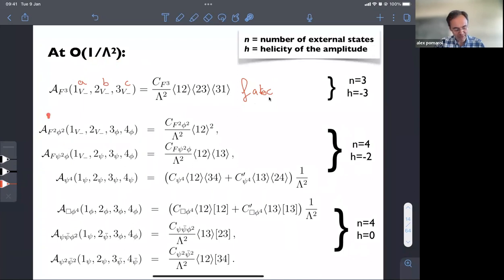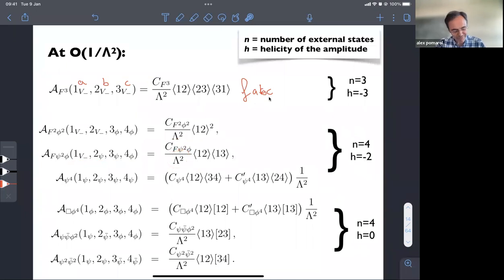Okay, so I can have an amplitude here with two helicities, with all helicities minus. I can rewrite this amplitude at order 1 over lambda squared. I can also write an amplitude with the two fermions minus and the vector minus, so all the ones that have helicity minus here. Of course, I can do it only if I have a lambda here. If I don't have this lambda, I cannot do it. But when I have a lambda in the denominator, I can do it.